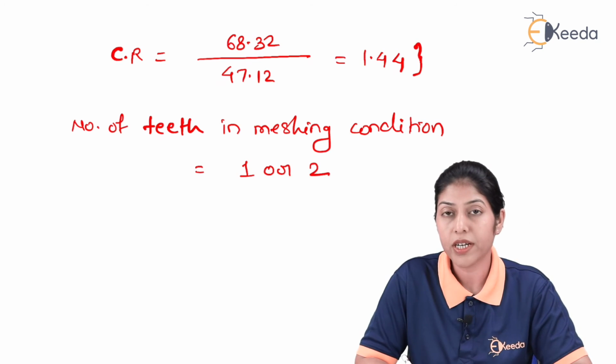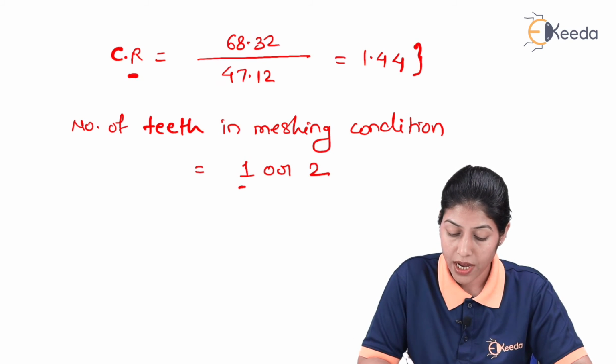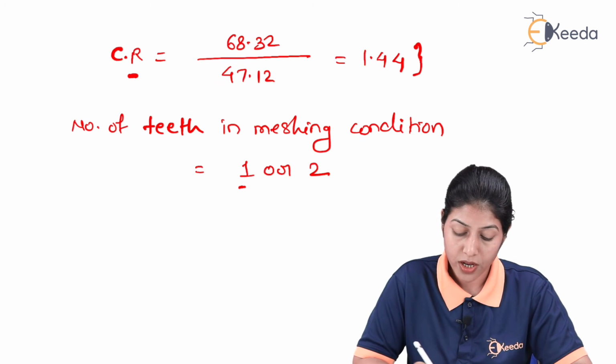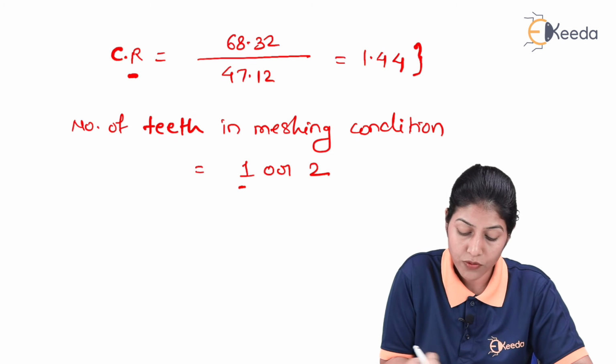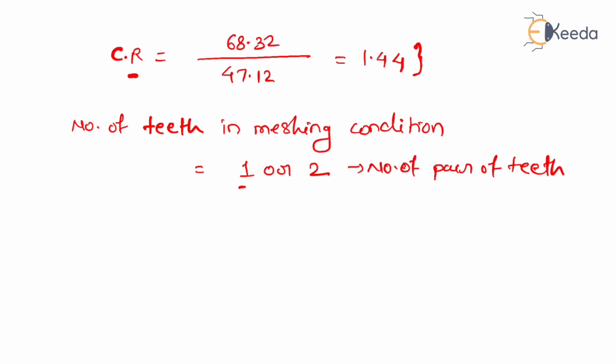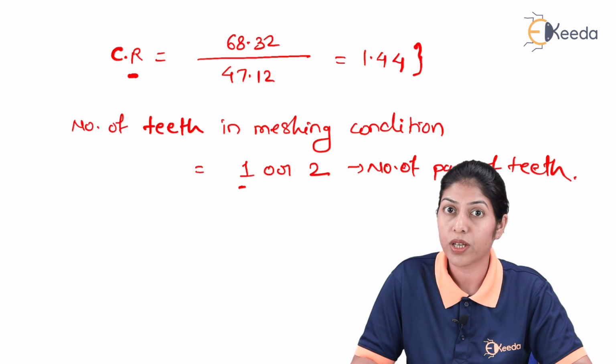So we can say either it is 1 or it is 2. 1 is the minimum number of teeth or minimum contact ratio, and on the basis of this value 1.44, we can only take the maximum value as 2. So here either we can take 1 or we can take 2 pair of teeth. Here it is number of pair of teeth, it will not be only teeth, because one tooth cannot mesh, so 2 teeth are required for the meshing condition. So this particular 1.44 will represent either 1 pair of teeth or 2 pairs of teeth in contact during meshing or during the complete motion.